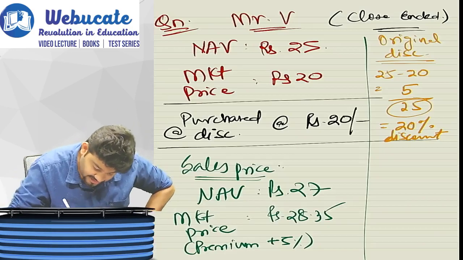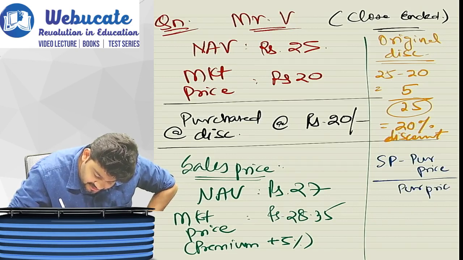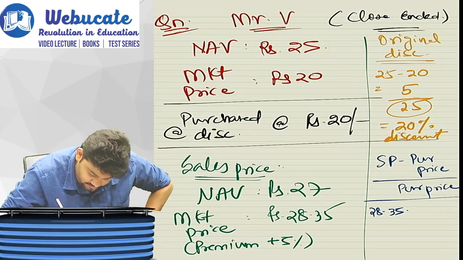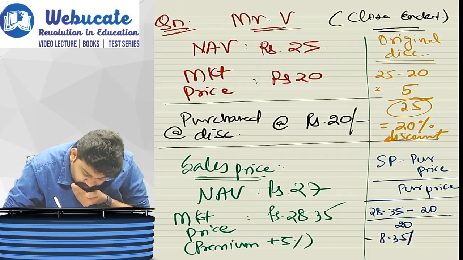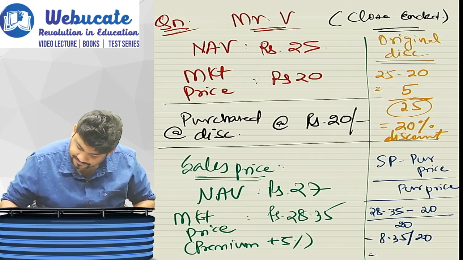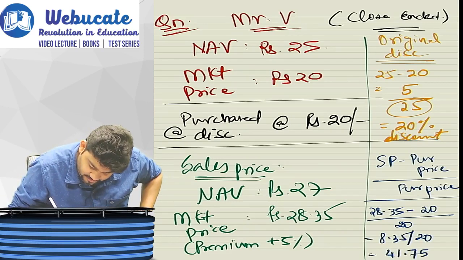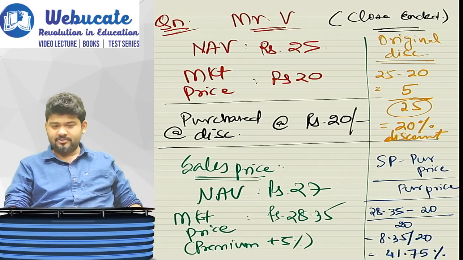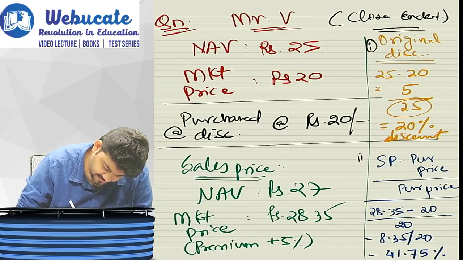Right. Then the last thing they have asked is V's return. So selling price minus purchase price. There is no dividend, no capital gain. Divide by purchase price. Selling price is 28.35. Original purchase price is 20, base 20. So 8.35 divided by 20 is how much? 41.75%. Got it? Majority of you were able to get this answer. So the answer for part 1, answer for part 2.